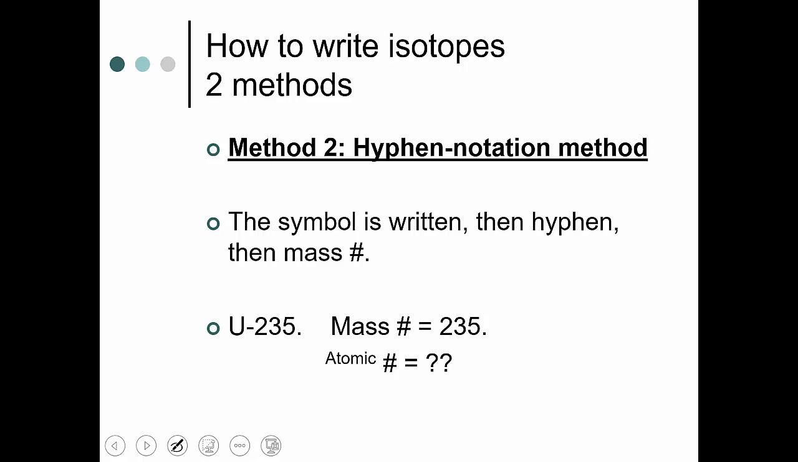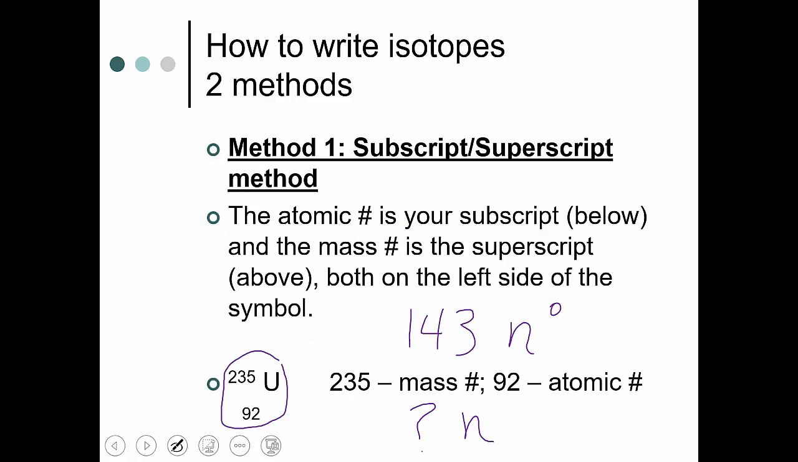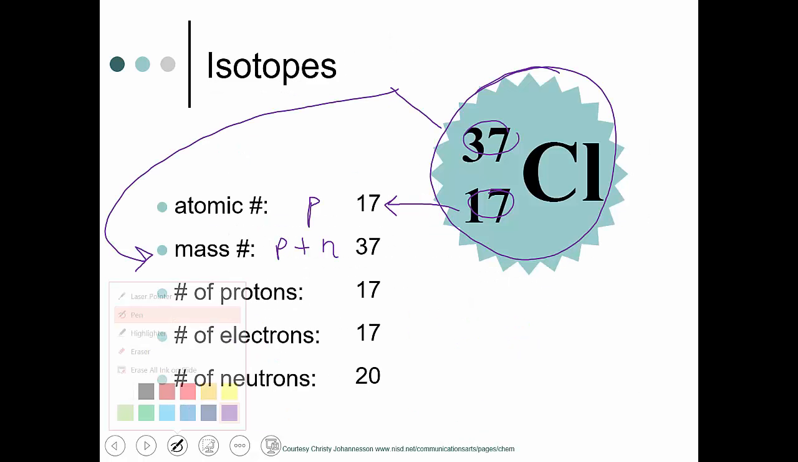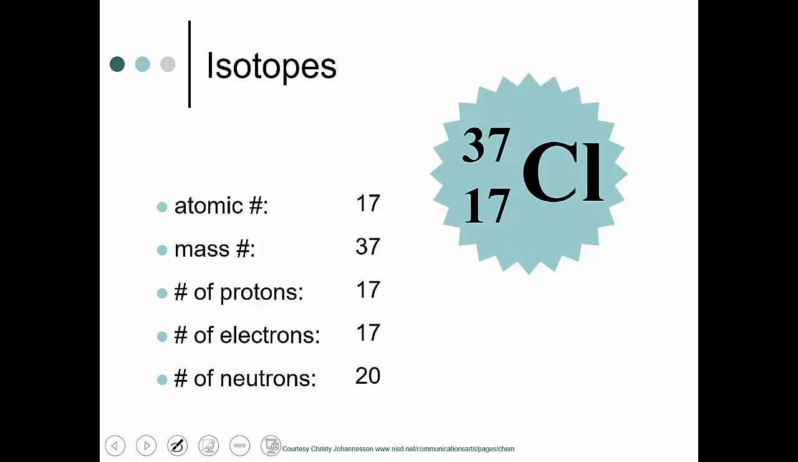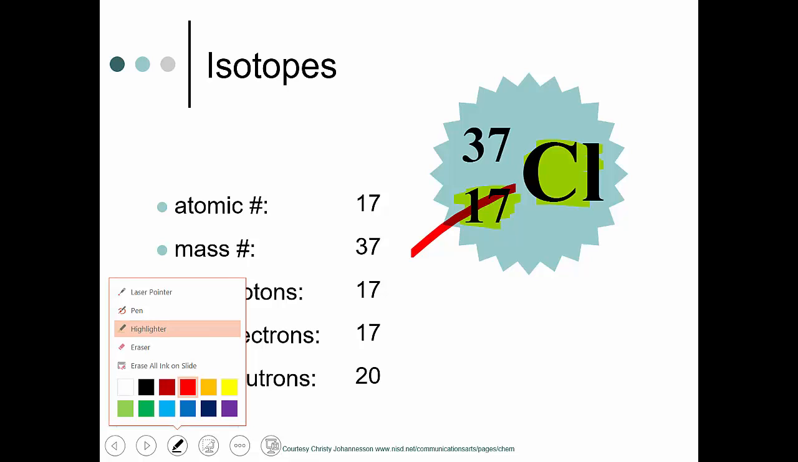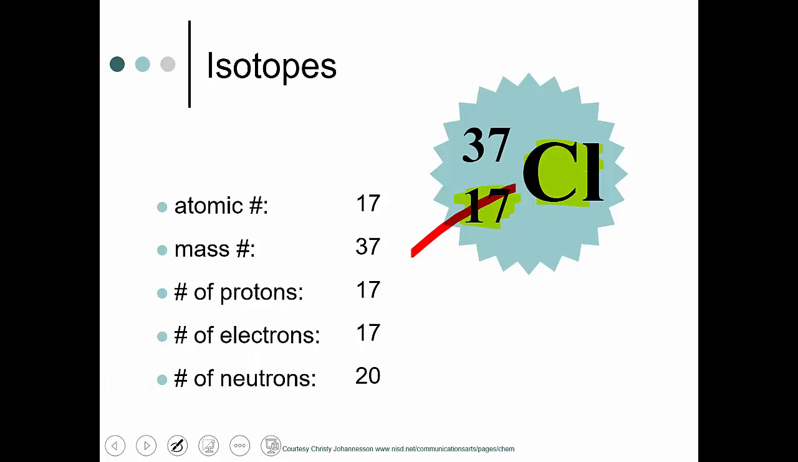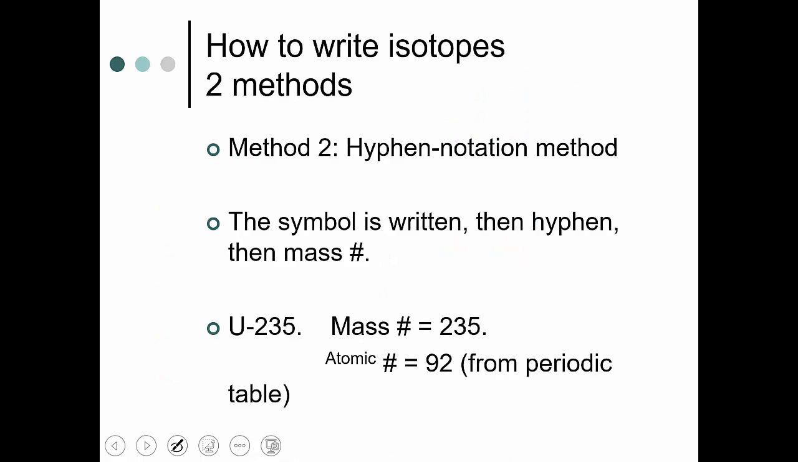The other method is called the hyphen notation method, or just the hyphen method. Lots of people recognize that it's kind of redundant for us to give the element symbol, chlorine, and the atomic number. Because if you know one, you know the other. So why do we need to give both? Okay, so we're going to cut one out. We're going to get rid of the atomic number, okay? And we're just going to give the element name or symbol with its mass number.